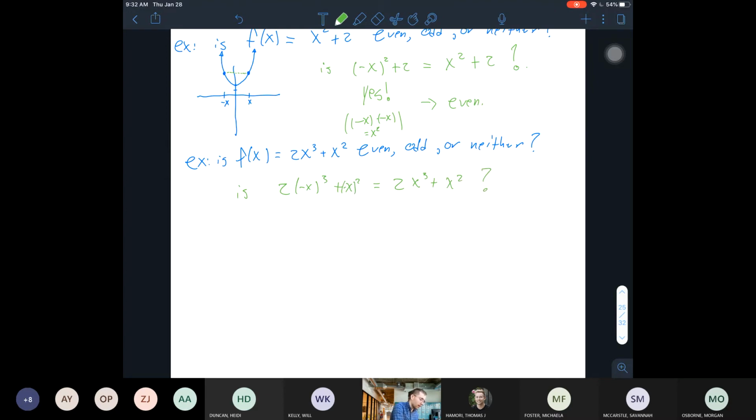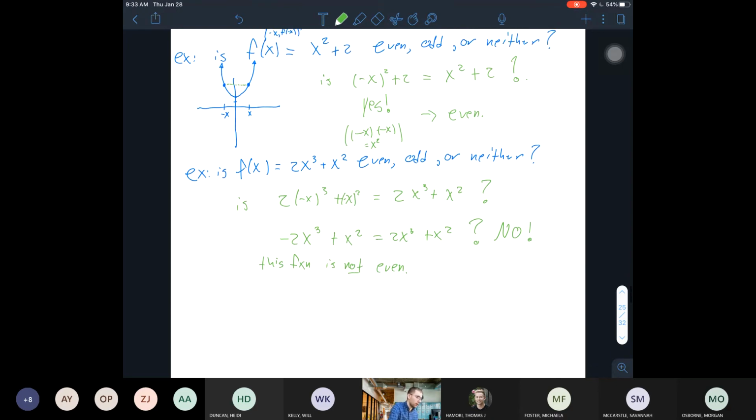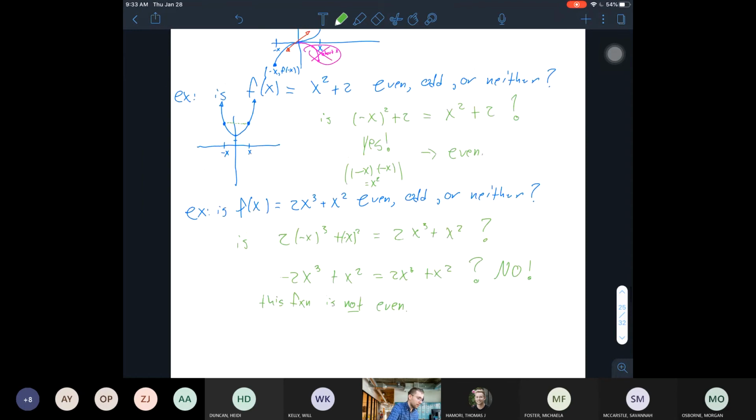Well, let's try. If we plug in negative x and we cube it, we get negative 2x cubed plus x squared equals 2x cubed plus x squared, question mark. The answer is no. So this function is not even. Okay. Now let's check if it's odd.